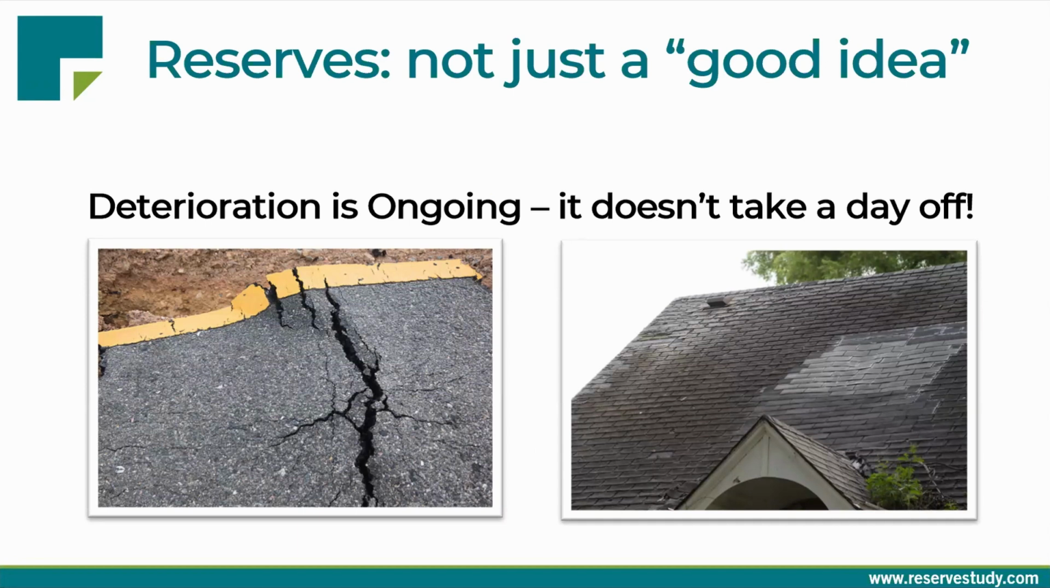Is the asphalt okay? Or is it potholed and uneven, with upheavals, and literally failing? Is the roof okay? Can you see repaired areas? Is the roof on the verge of leaking, or has it actually started leaking? Remember that deterioration is ongoing. It doesn't take a day off.